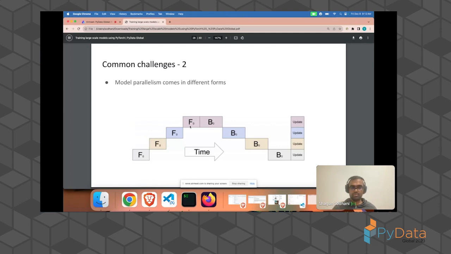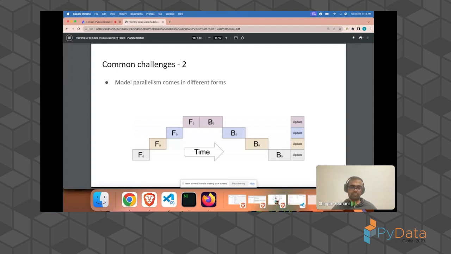The F0s, these 4 F0s, basically mean that you had a batch of data which is going through these different machines. And F stands for a forward pass. It means you're computing the output of the model. So you take the model, you break it into 4 pieces. The first piece goes to the first machine. You take its output, you pass it to the second machine. You take its output, you pass it to the third machine. You take its output, you pass it to the fourth machine.